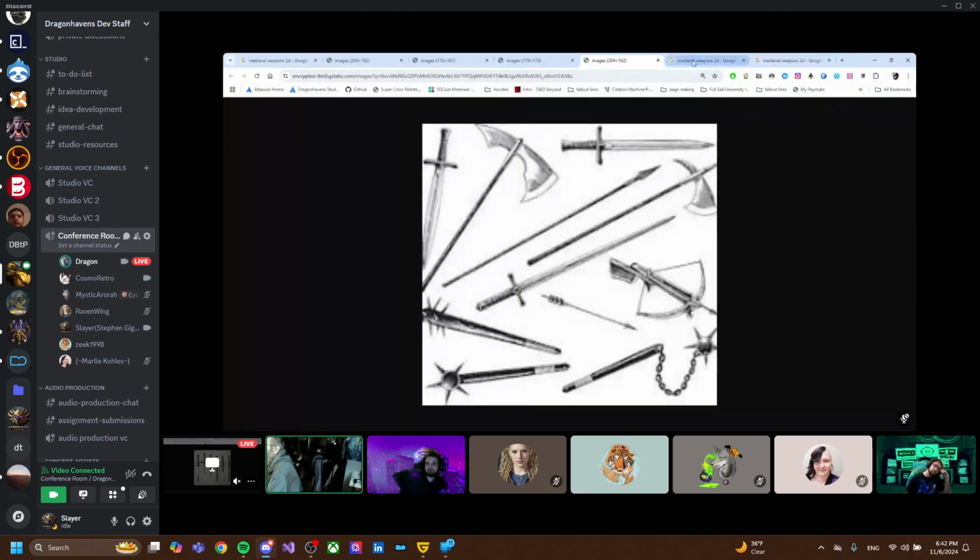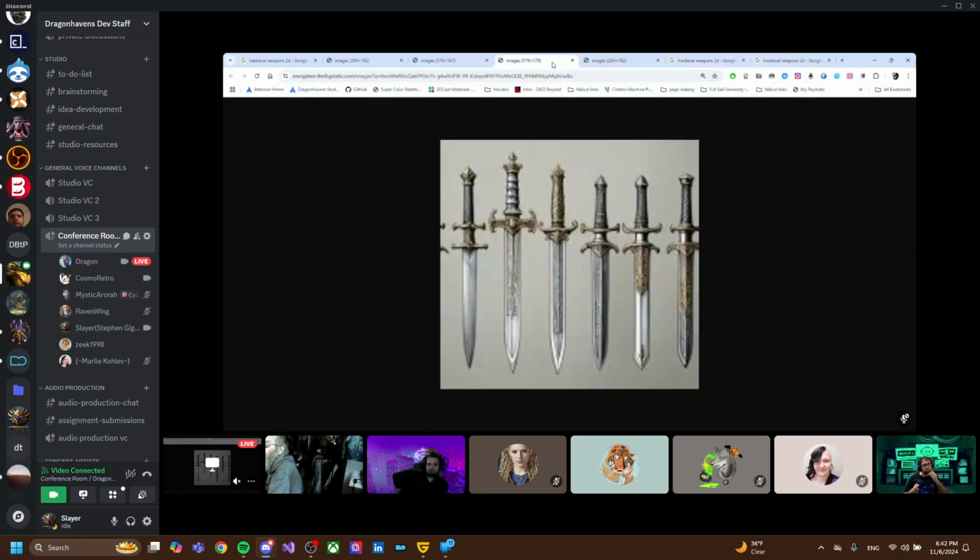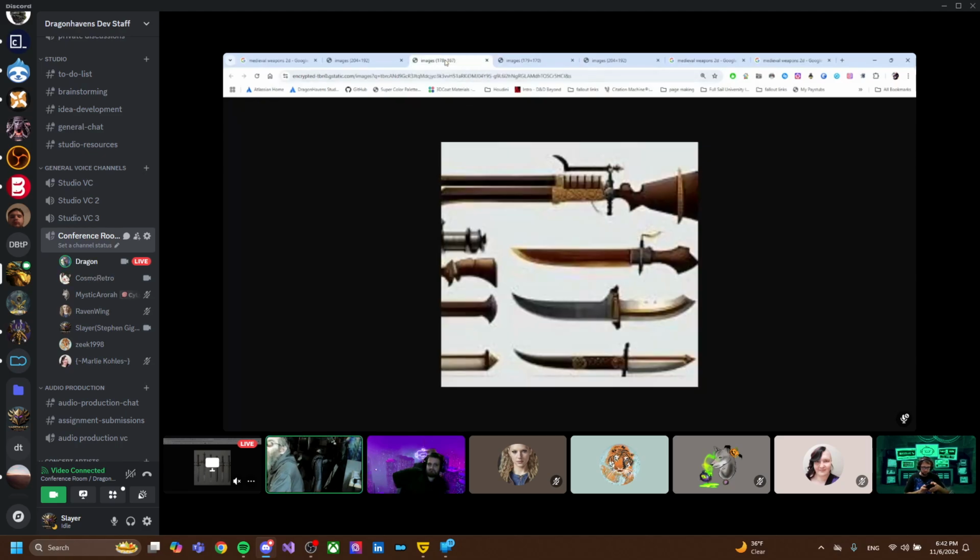Now this one here and this one came up when I put in 2D. This one is actually 3D. And then I've got this, which looks more 2D, but it showed up in the 3D. You know what? That one right there is my favorite contender so far as art style.